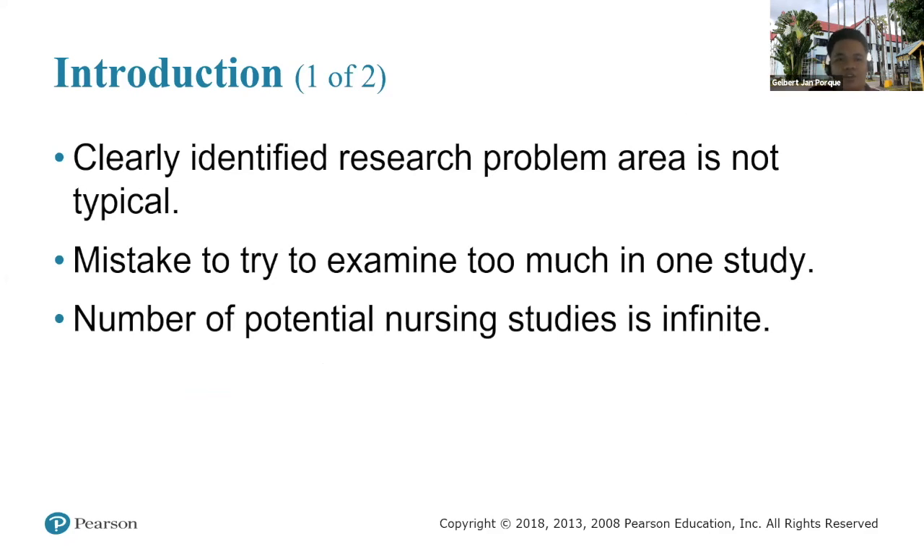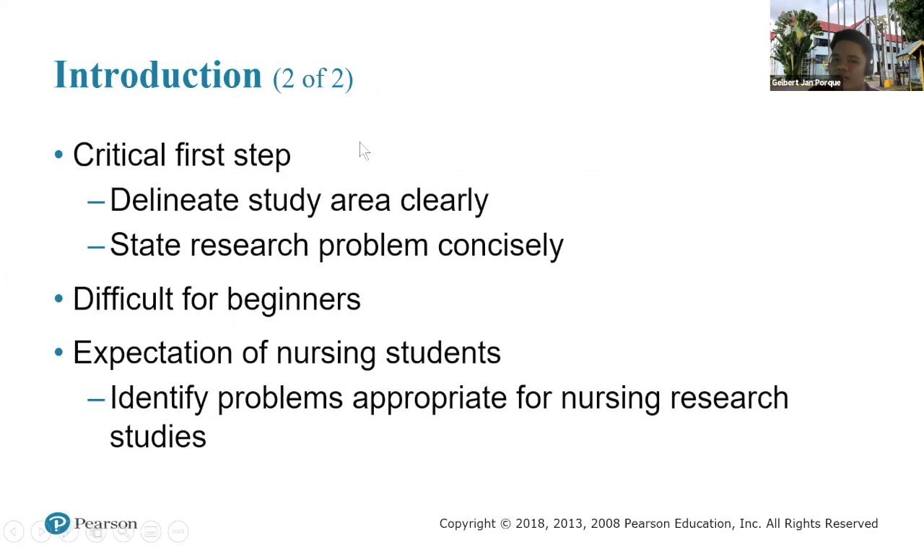what area is researchable. Next, the critical first step for you is to delineate the study area clearly, okay? And state the research problem concisely. You could not tell me that, sir, I have problems in COVID-19. What about COVID-19? You need to tell me if it is about the management? Is it about the drug? Is it about the reaction of the people? When you say, sir, reaction of the people, what about the reaction? There are a lot of reactions. Is it the physical reaction, emotional reaction, mental reaction? Okay, you need to be specific when you are talking about your research problem. And then you need to delineate the study area.